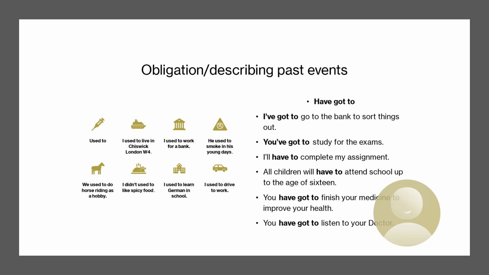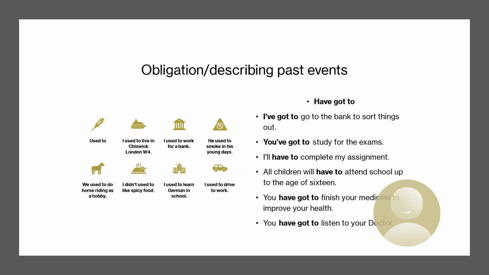I've got to go to the bank to sort things out. I've, of course, is an abbreviation for I have, and it's showing the obligation of having to go to the bank. You've got to study for the exams. I'll have to complete my assignment.